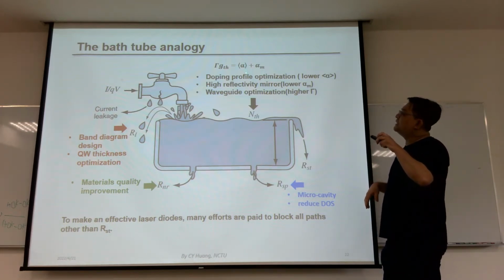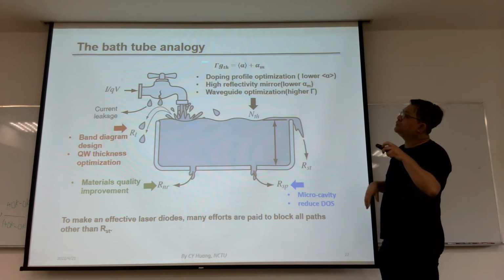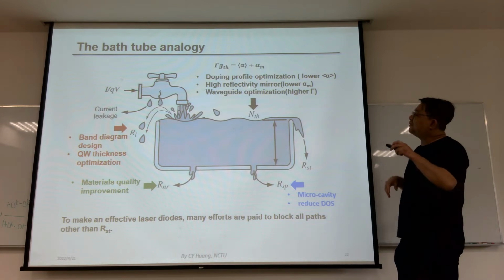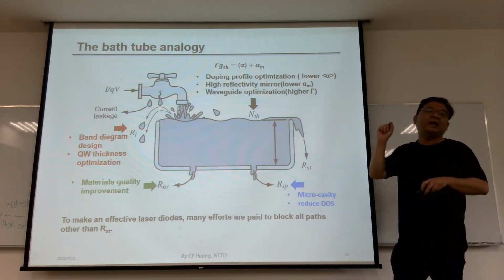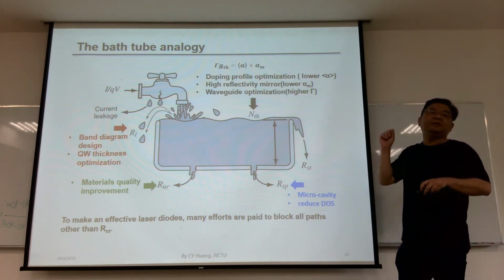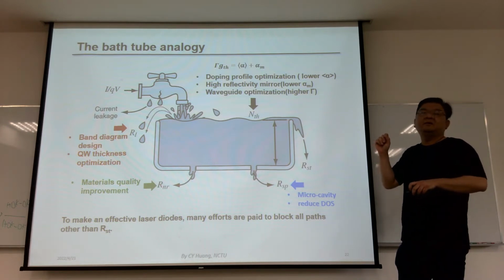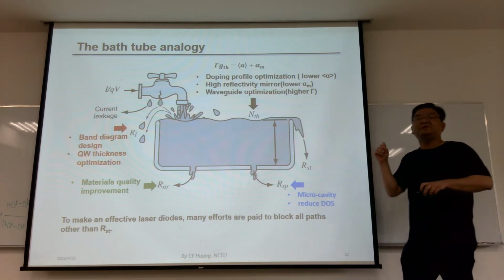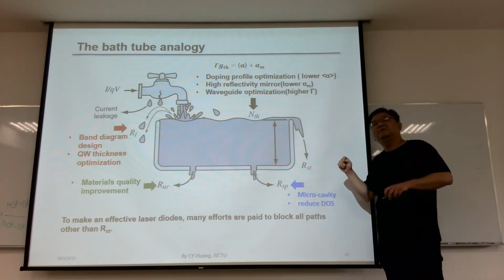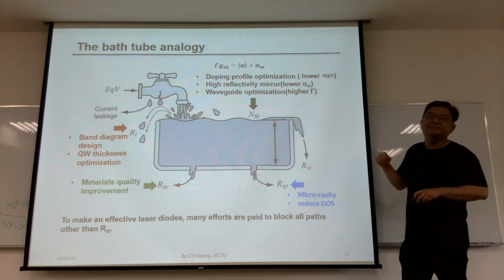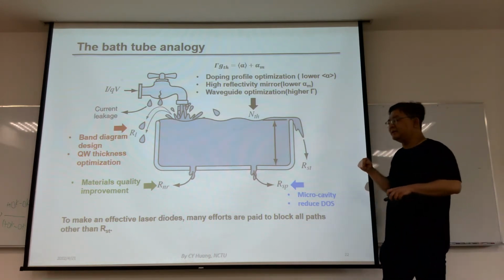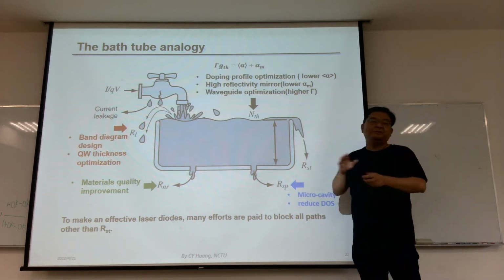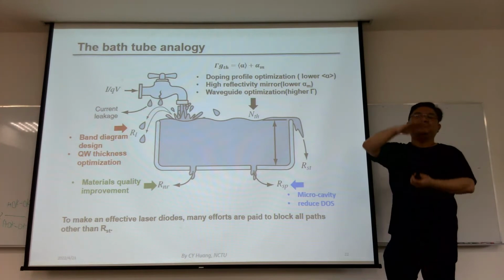For the optical loss here, for example, you want to optimize the doping profile. If the doping concentration is too high, there will be a very significant free carrier loss. But if the doping level is too low, it will be pretty resistive. Then a resistive semiconductor gives you additional heat. Then additional heat will broaden the energy distribution of the carriers.